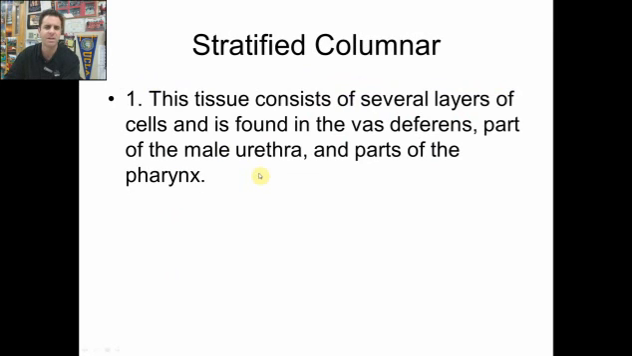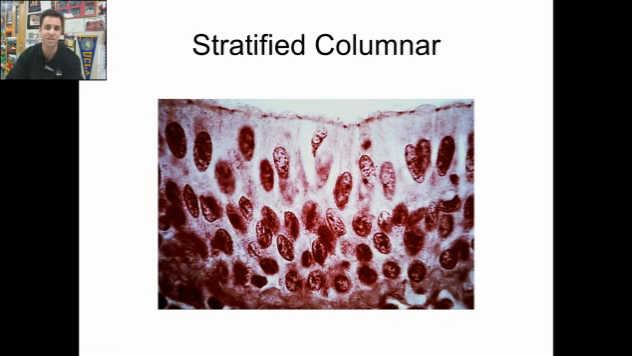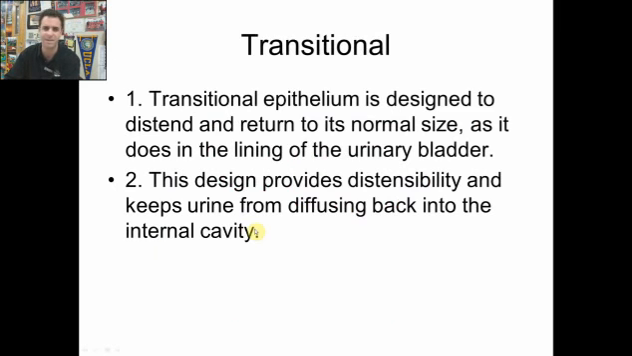Stratified columnar, they are columnar elongated cells. They're stratified, so multiple layers. These are less common, found in places like the vas deferens, which is the tubing that's part of the male reproductive tract, and also the male urethra and parts of the pharynx. Pharynx is found in the throat. Here you see stratified columnar. I know it totally looks like pseudostratified columnar epithelium, but you'll notice there are no cilia on top, so that's easy to identify. And you do notice the nuclei are all over the place because it's stratified.